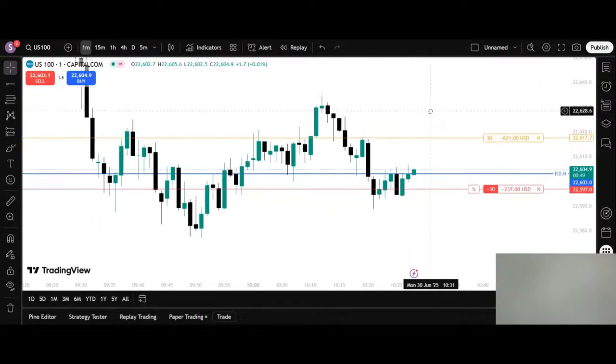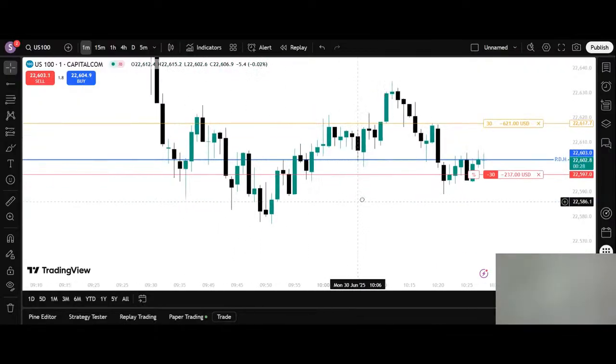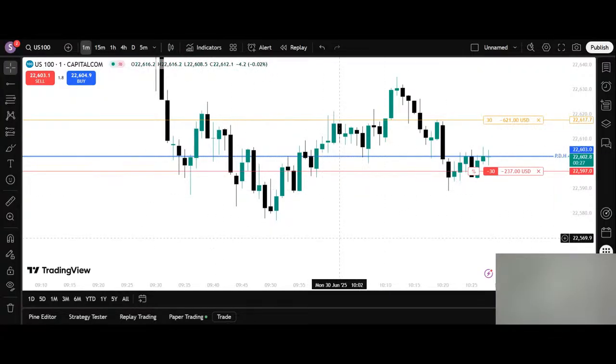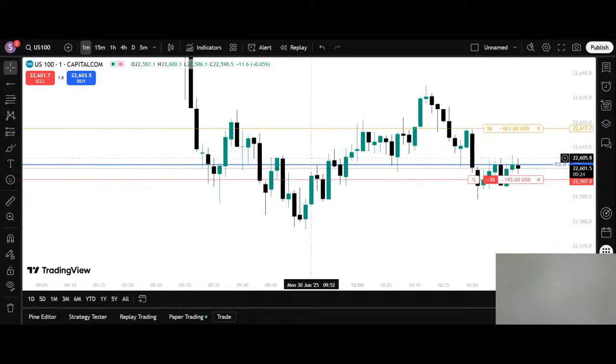I put my SL very tight right now because there is no reason to take a big risk. I want to see some momentum right now. Price seems to be consolidating. It hasn't done pretty much anything since the market opened.